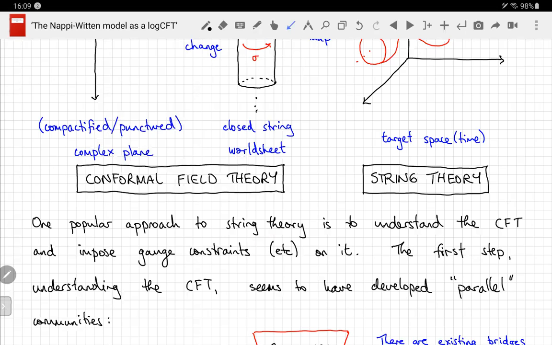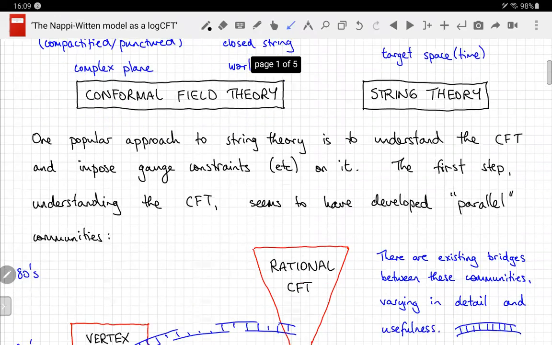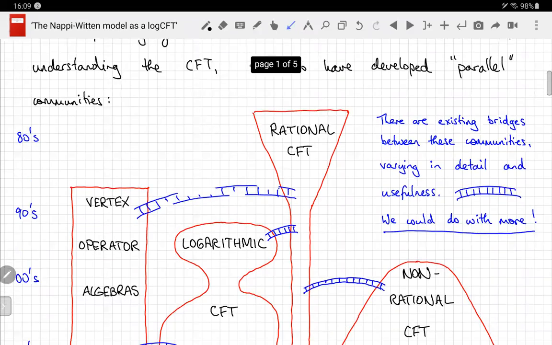All right, so I want to make this maybe slightly contentious claim that the very first step, understanding the conformal field theory, has a few parallel communities out there, certainly in the literature, but also I think among different people.